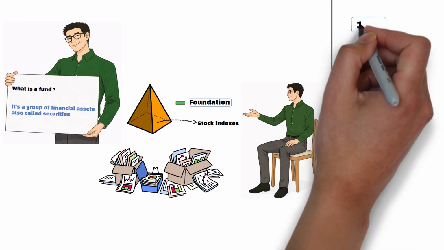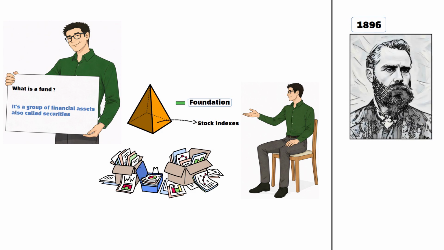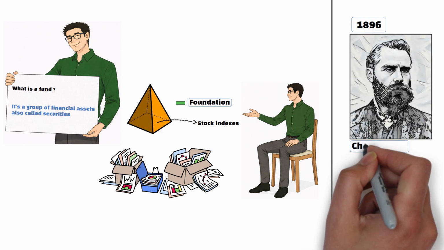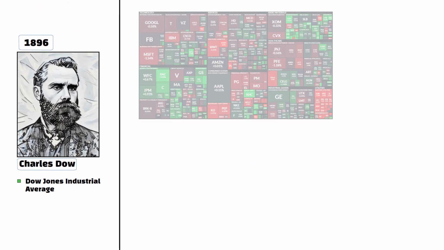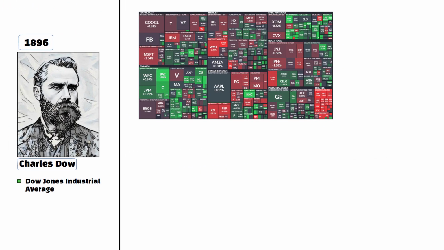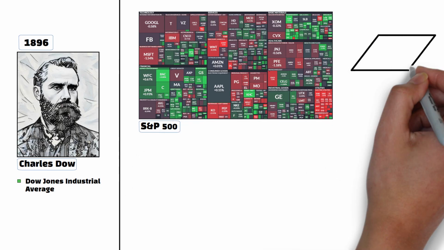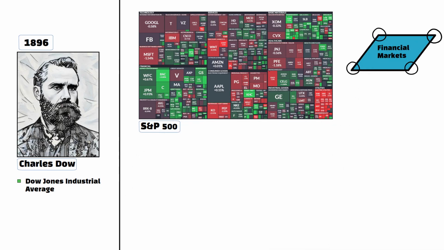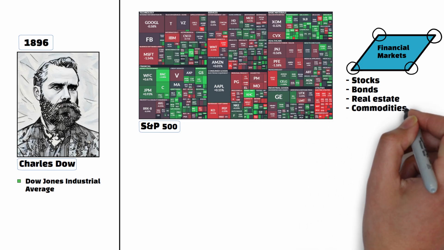The first widely recognized index was made in 1896 when Charles Dow introduced the Dow Jones Industrial Average. Over time, broader indexes emerged, such as the S&P 500 for U.S. stocks or the FTSE 100 for UK stocks. Today, indexes exist for almost every corner of the financial markets, including stocks, bonds, real estate, commodities, and more.